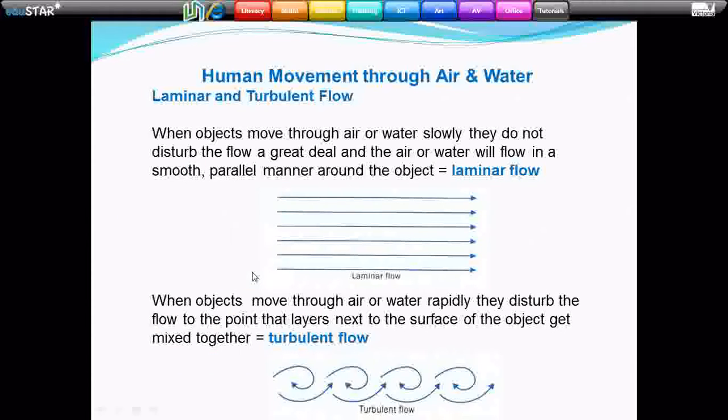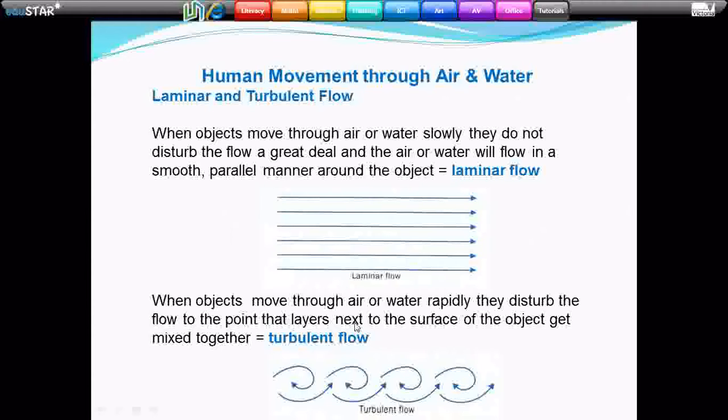So when a ball or an object or ourselves moves through the air, we have two words that we use to describe that. The first one is laminar flow, and that's a flow of the air when the air is not disturbed a great deal. The air flows nice and smoothly and parallel around the object.